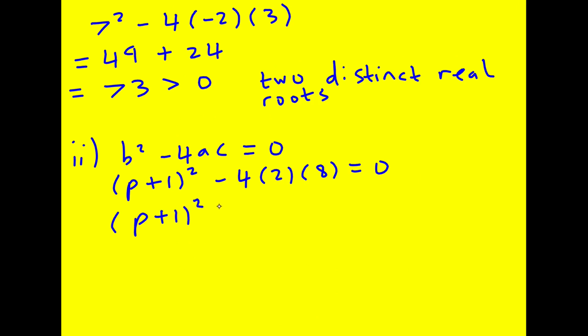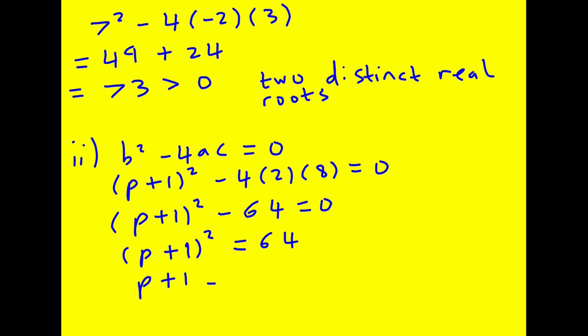(p + 1)² − 64 = 0. And there's a few ways we can do this. The best way is actually just going to be to write (p + 1)² = 64. This is what you do when you complete the square. We've actually got it in completed square form here. So p + 1 will be plus or minus the square root of 64, which is plus or minus 8.